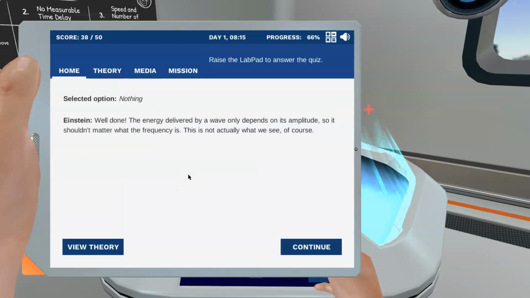Well done. The energy delivered by a wave only depends on its amplitude, so it shouldn't matter what the frequency is. This is not actually what we see, of course.